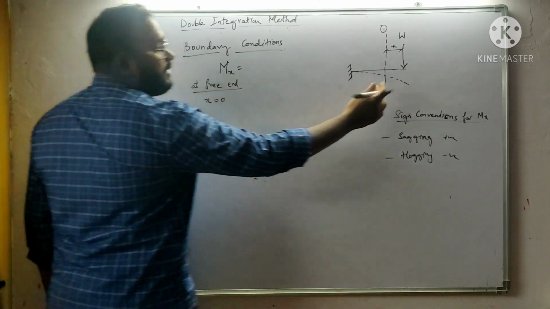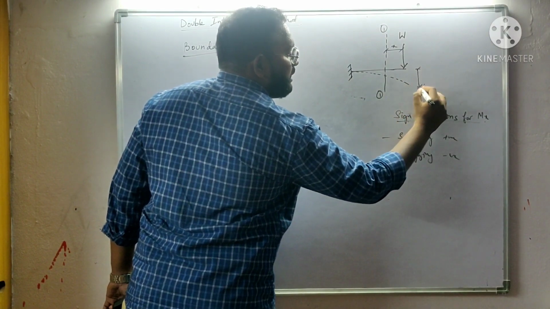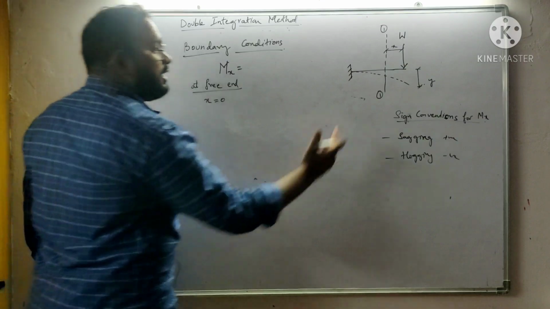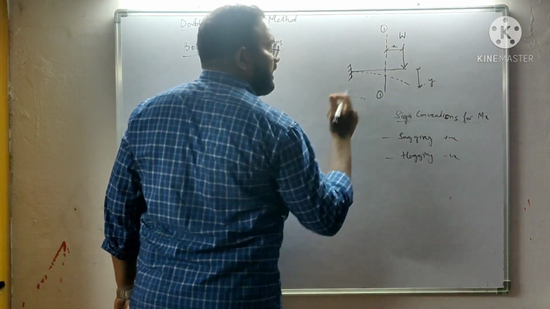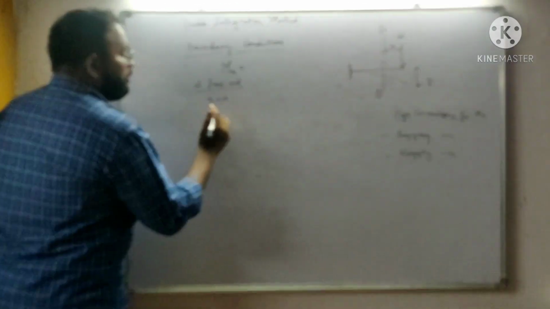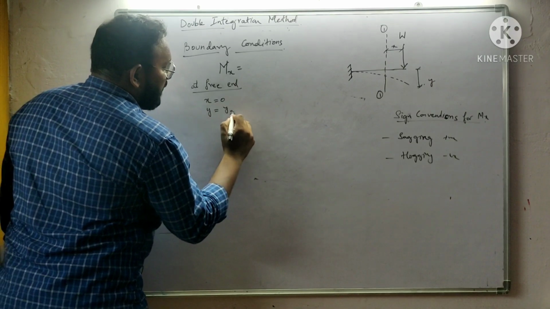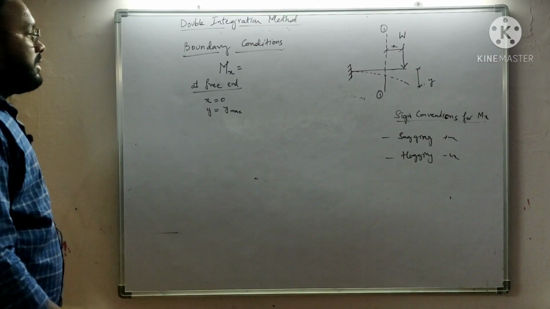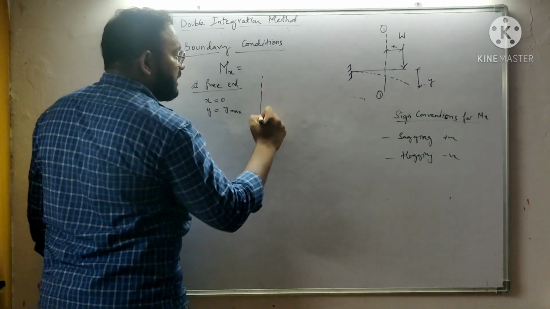And what about y? Y is the deflection measured here. Y is the deflection at the free end. x will become 0, and what about y? Y will be equal to y maximum. We'll have maximum deflection in this case at the free end. So at the free end, x is 0, y is y max.